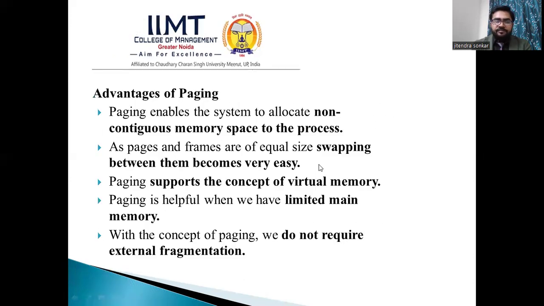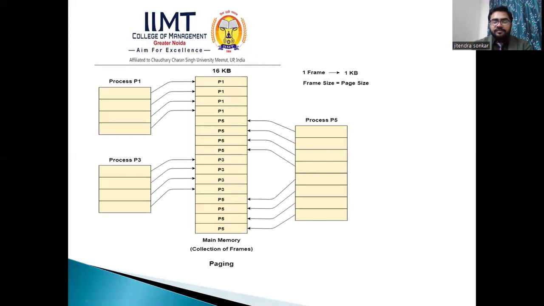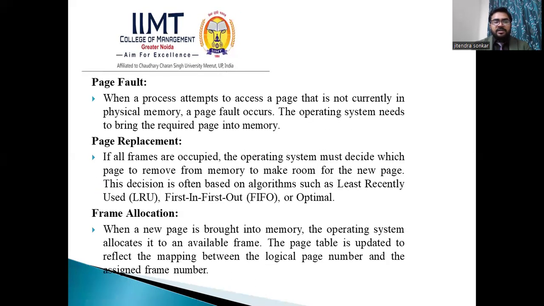As we have seen in this figure, initially this memory is occupied by process P2 and this memory is occupied by process P5. So which process has to be removed from the main memory? It is decided by the operating system, and this page replacement takes place with the help of some algorithms. These algorithms are the least recently used algorithm, the first in first out algorithm, or the optimal algorithm.